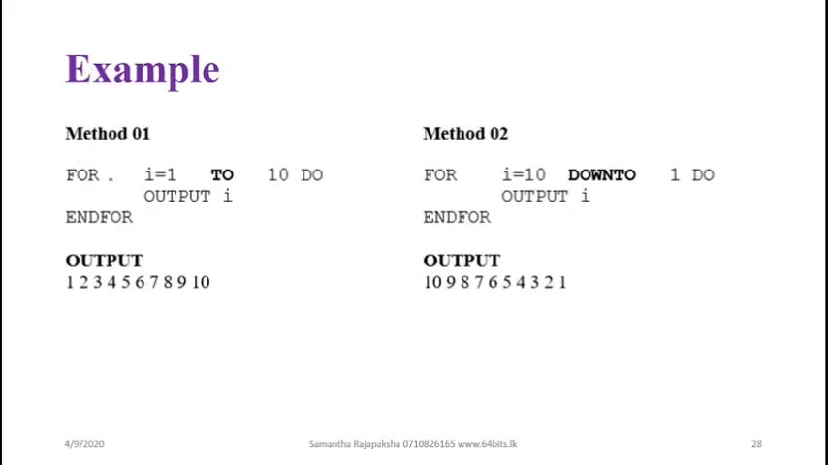This is another example. So this will go from I equals 1 to 10 and output I. So the output will be 1 to 10. And the same thing, but I equals 10 down to 1, reduced by 1, then 10 to 1, that is 10, 9, 8 to 1. So this is the output you get. So this for loop works in a simple way, but when you are converting to the flowchart, you have to be careful.